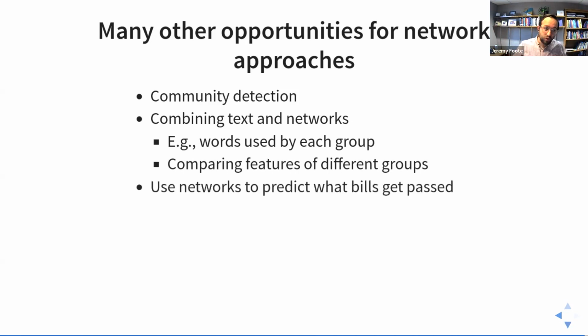We might also use networks to predict, for example, which bills get passed. We could build some sort of classifier that looks at how a bill gets discussed and what the network of discussion looks like for a bill, and use that to predict whether or not it will be successful. For example, even maybe in committee, etc., and use that to predict which bills get passed.